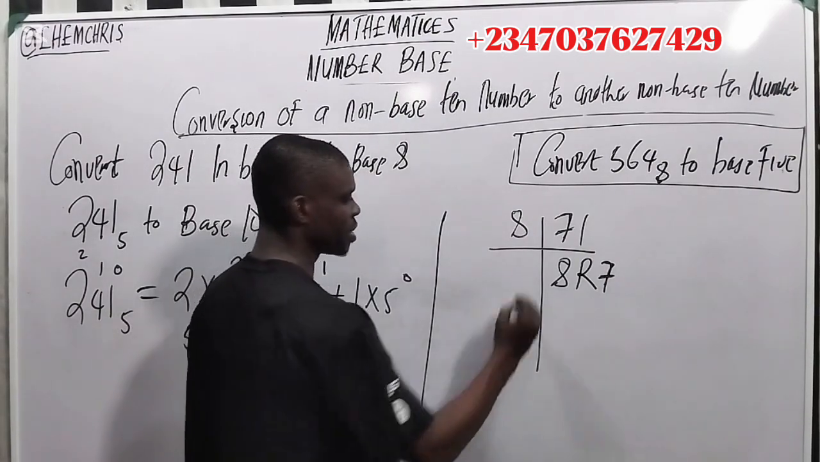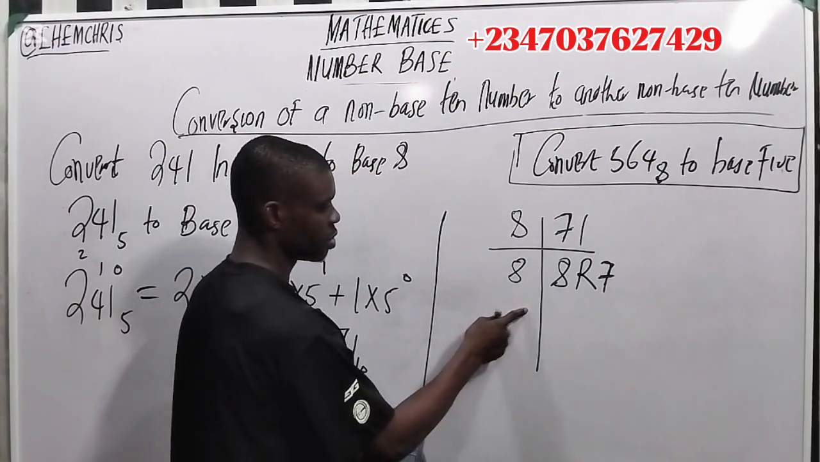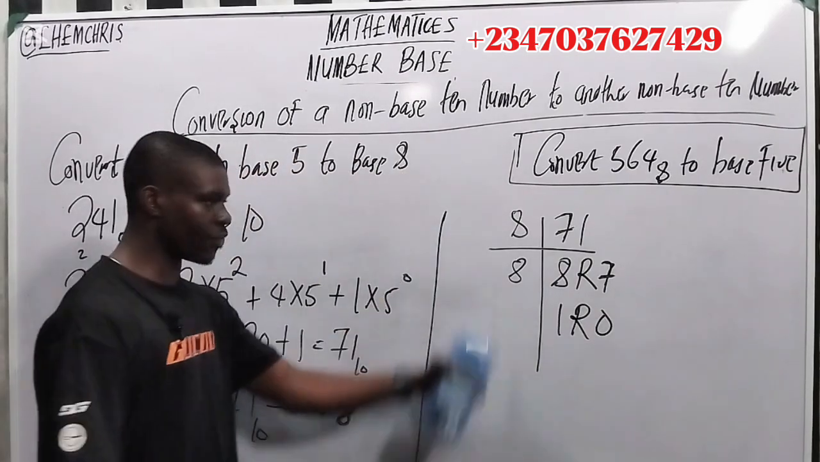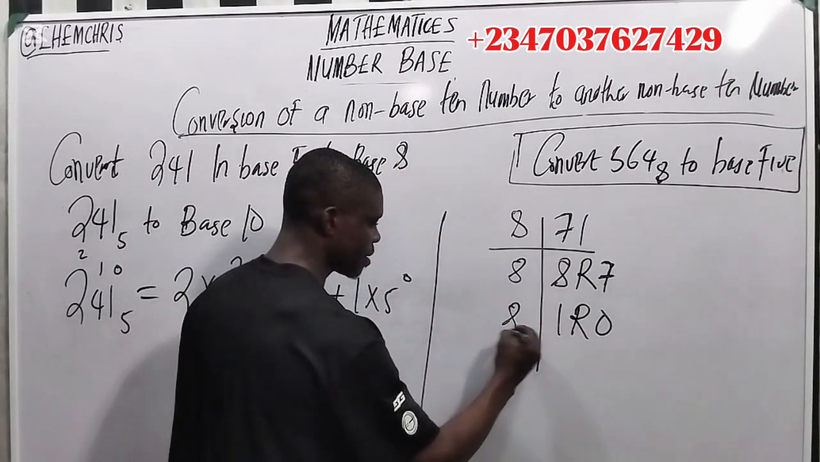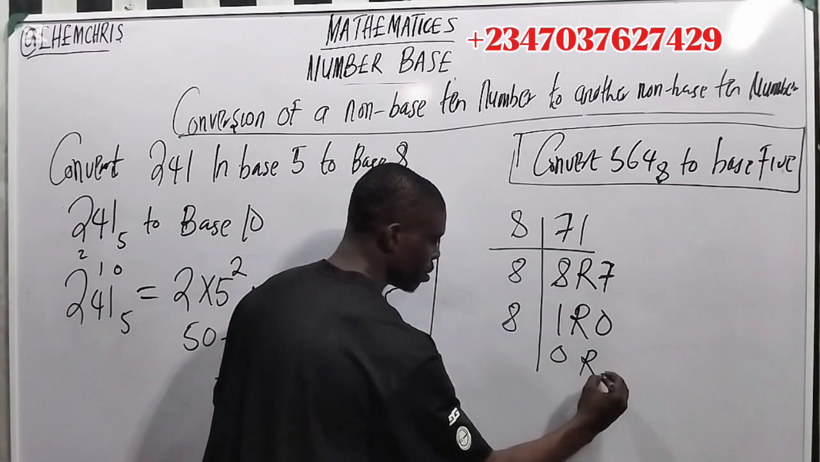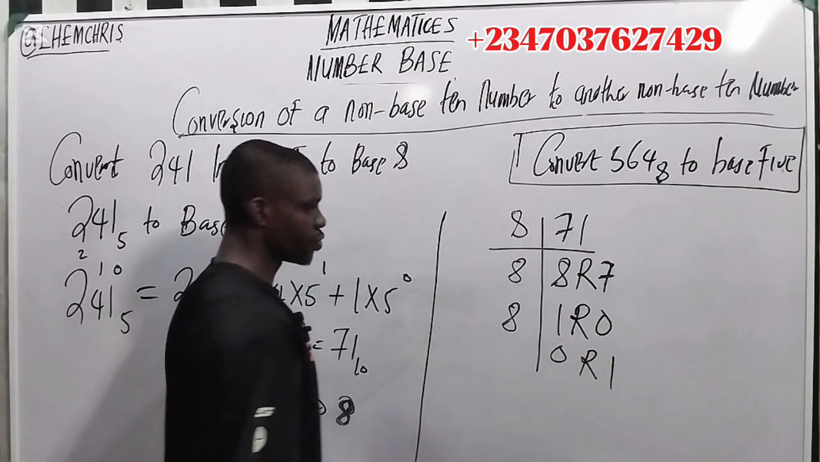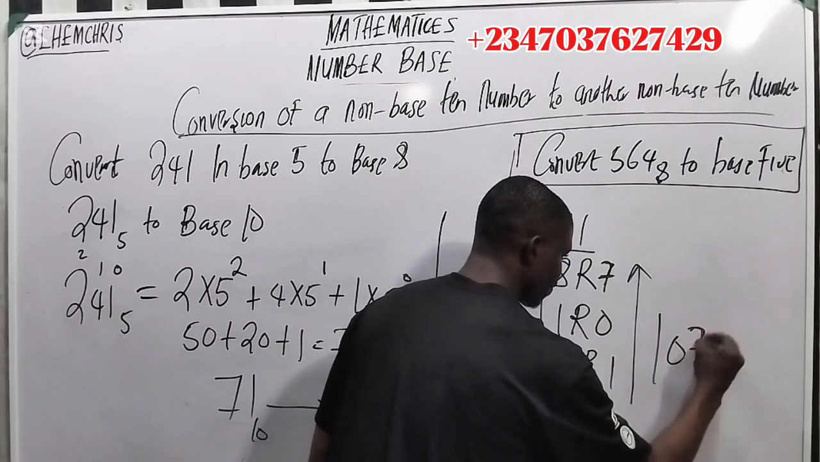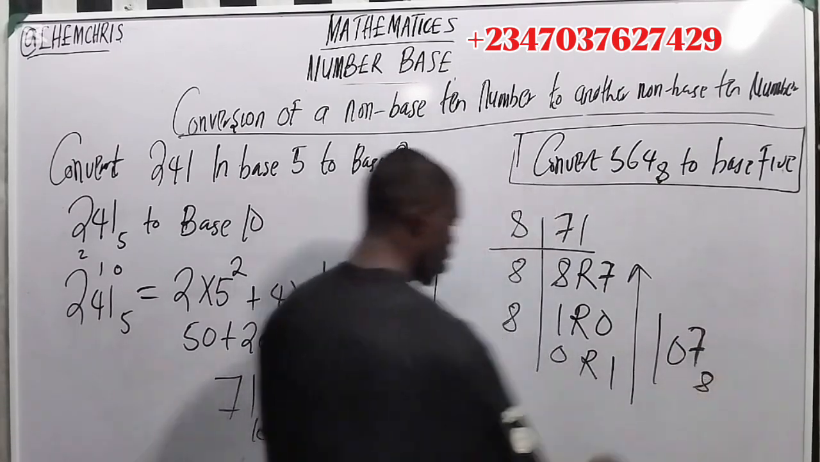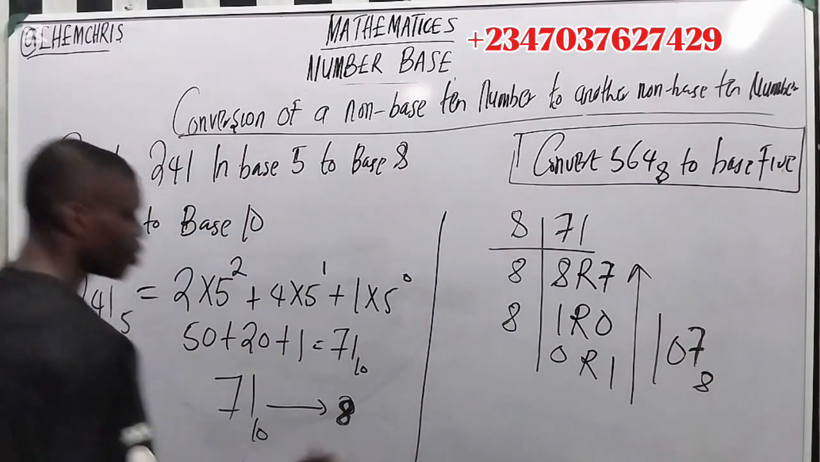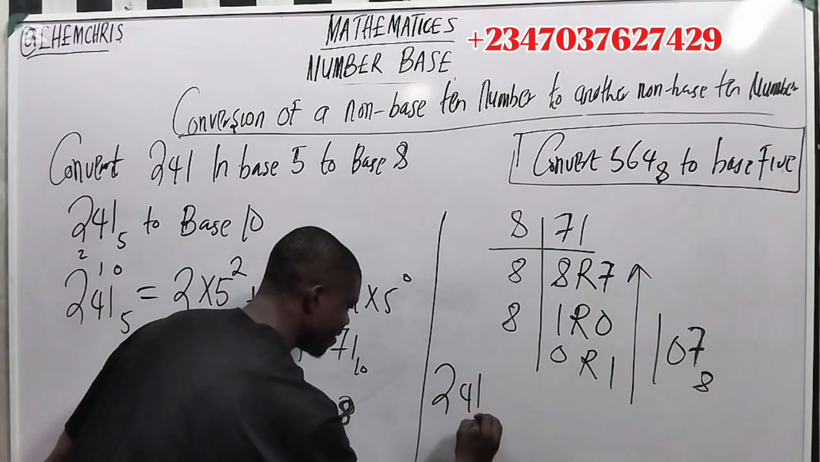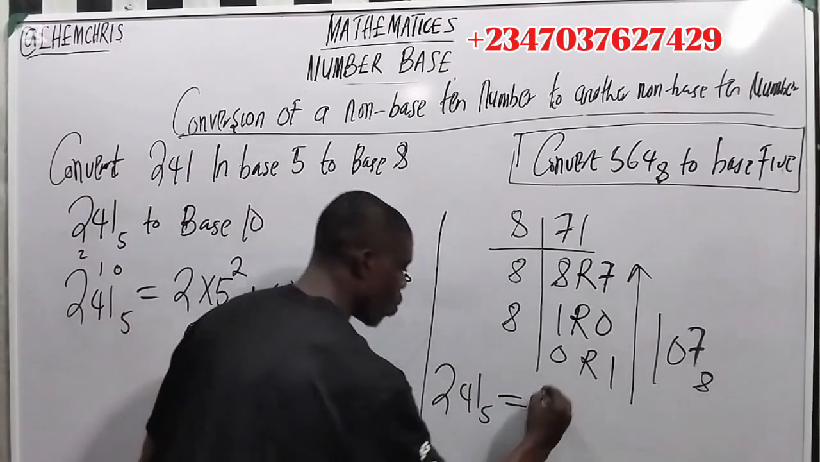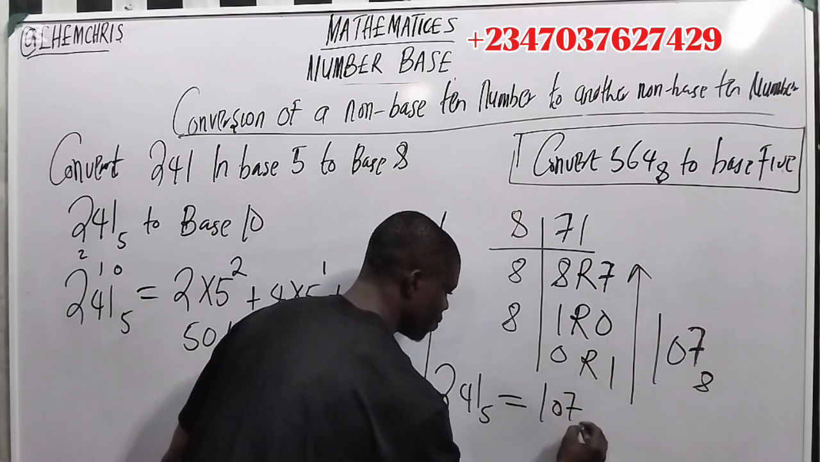So here we now have 8, right? 1 remainder 0. If you are following the class, like we have just done before, then we have 8, 0 remainder 1. So here we now have 107 in base 8. Now in essence, 241 in base 5 is equal to 107 in base 8.